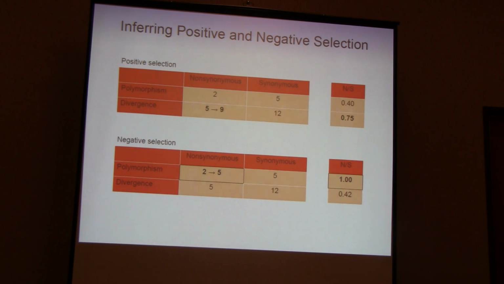You can also have deleterious mutations, which will become polymorphic in a population, and that will increase the amount of non-synonymous variation within species. But these won't become fixed for the most part. And so deleterious mutations are expected to increase this ratio of variation within species compared to between species.